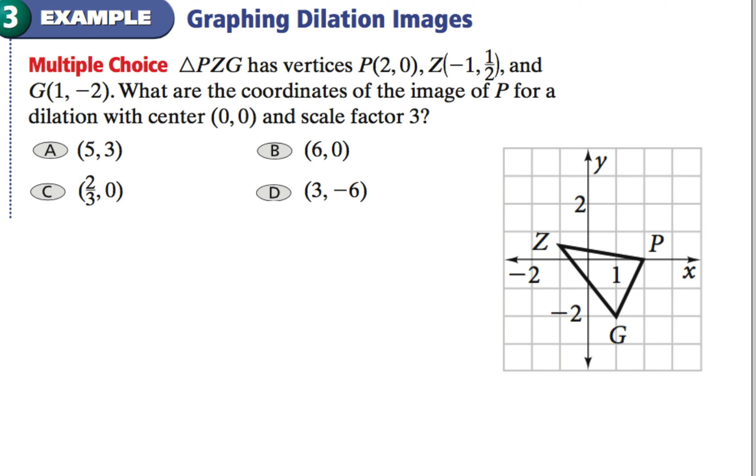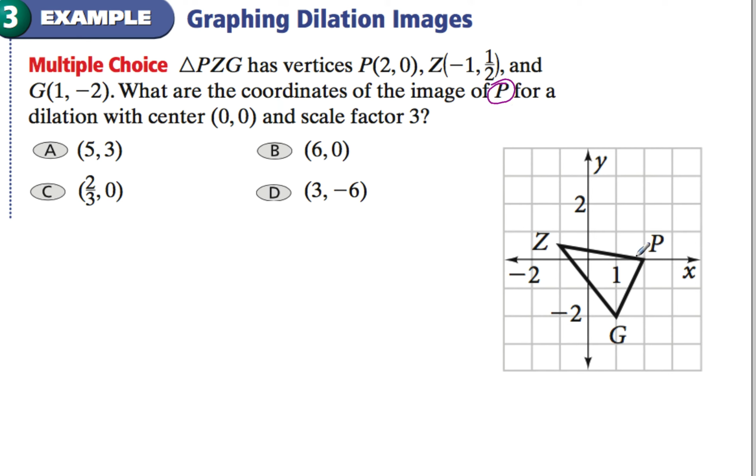Good. All right, let's try another one. So triangle PZG has vertices 2, 0, minus 1, 1/2, and 1, minus 2. What are the coordinates of the image of P for a dilation with a center of 0, 0, and a scale factor of 3? So again, it's asking me what are the coordinates of the image of P. It really doesn't care about the other coordinates.